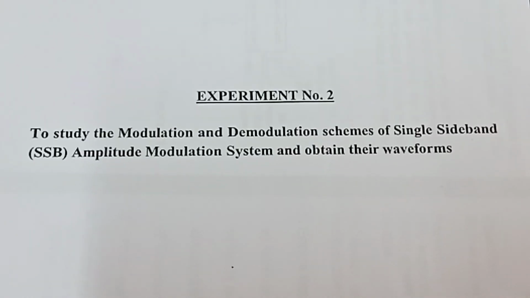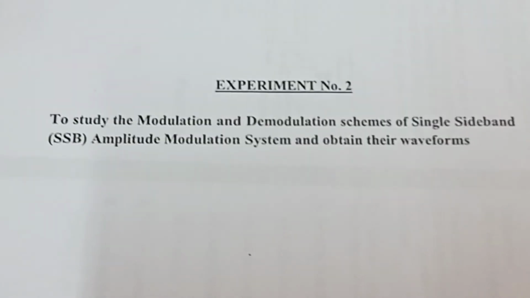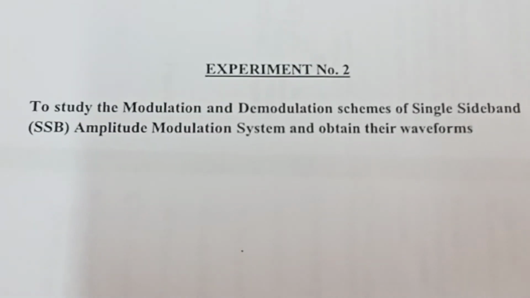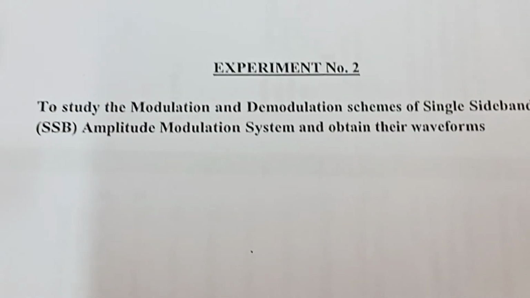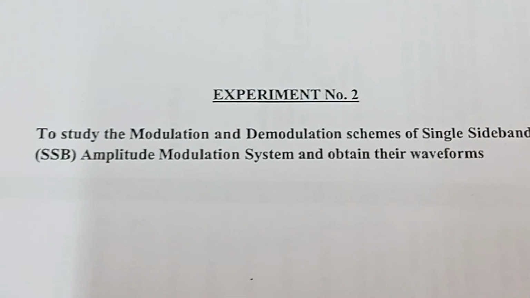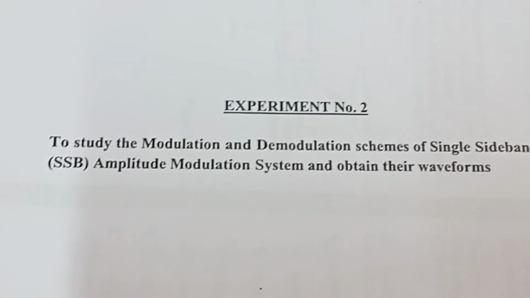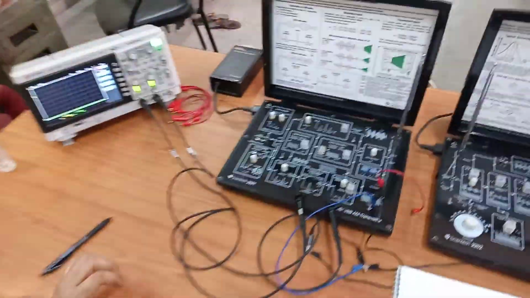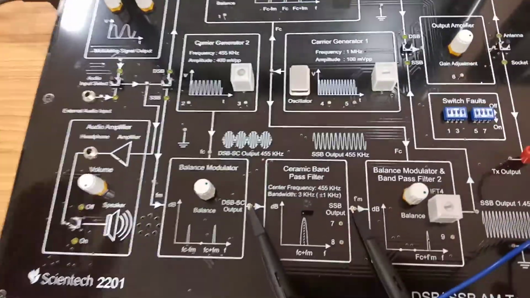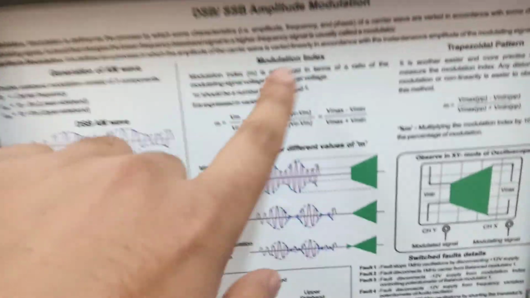The objective of this experiment is to study the modulation and demodulation scheme of the single sideband SSB amplitude modulation system and obtain their waveforms. As we have already performed double sideband modulation, in which we saw both sidebands, as well as used an audio oscillator, today we are going to use the same kit as we used in DSB, because this kit is for both DSB and SSB modulation, as well as we have a receiver kit.